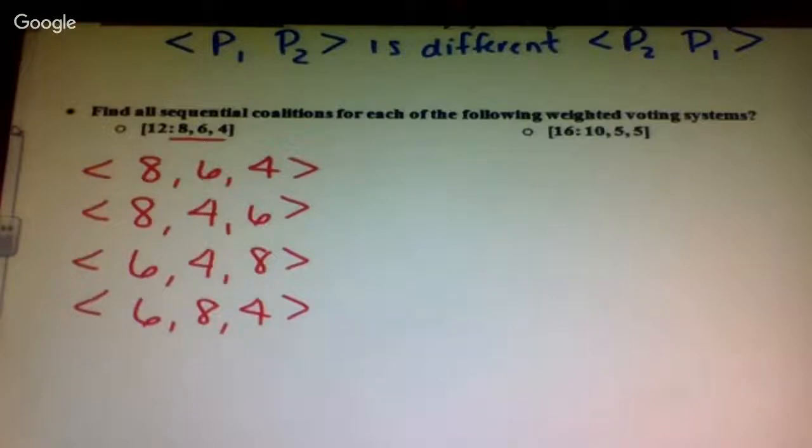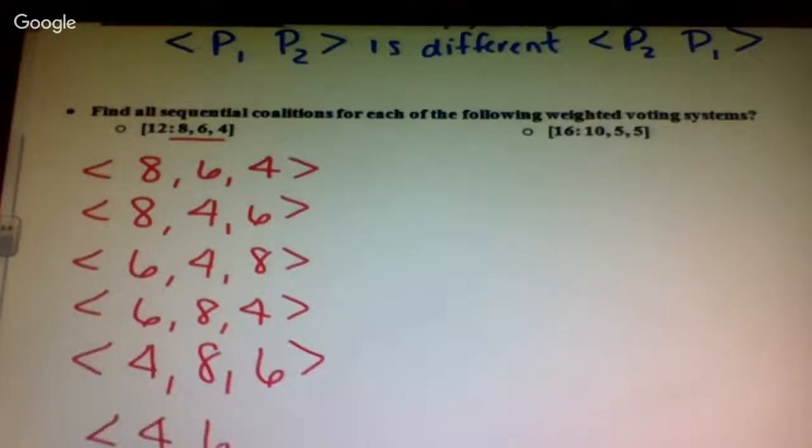Okay. So I'm trying to figure out all the different ways I can put these people in first, second, and third order. So 8 is in first in these 2, second, third, first, second, third, first, second, third, first, second, third. The only person we haven't put in first yet is 4. So we can do 4, 8, and 6, 4, 6, and 8.